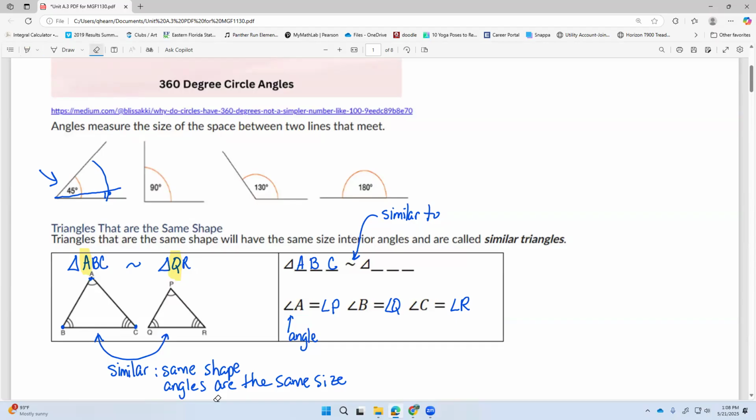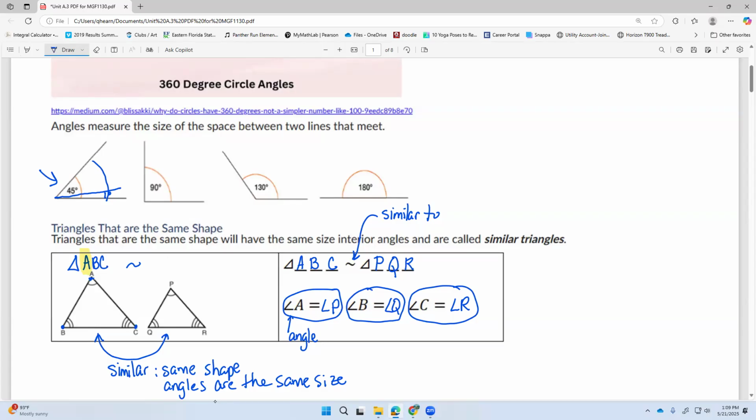So if you're going to say two triangles are similar, once you've decided how you're going to name the first triangle, you have to be very careful about the second. Since angle A is equal to angle P, P has to go first when we name the second triangle. Since angle B is equal to angle Q, Q has to come second, just like B did. And since angle C is equal to angle R, R has to come third like angle C did.